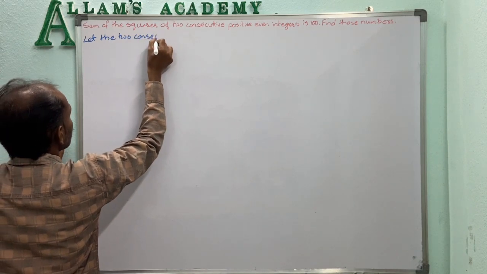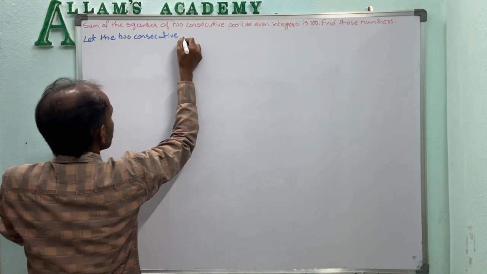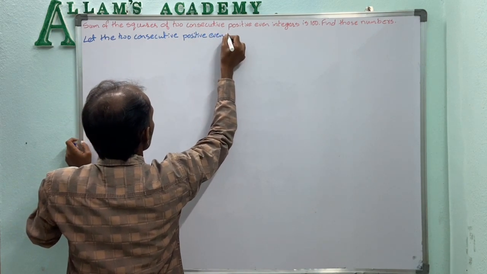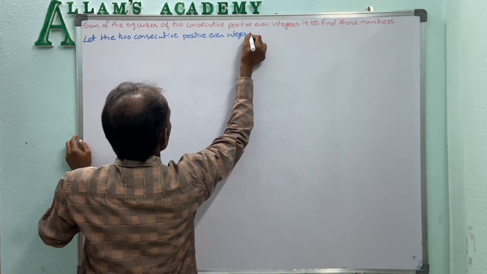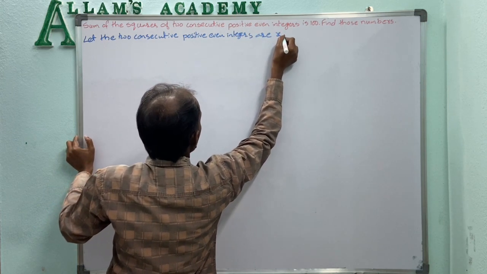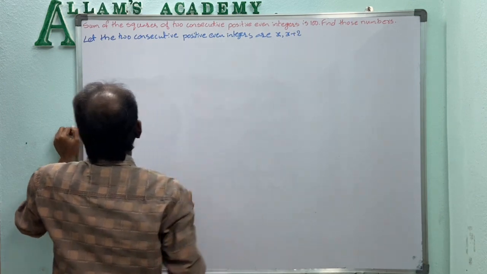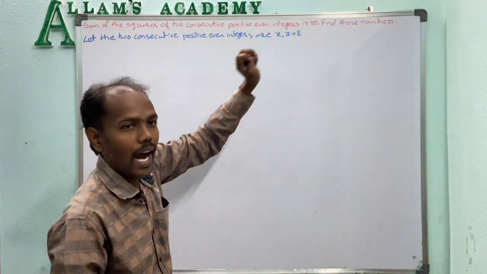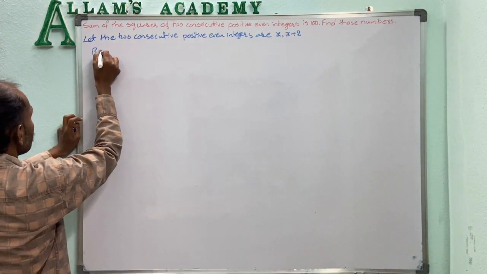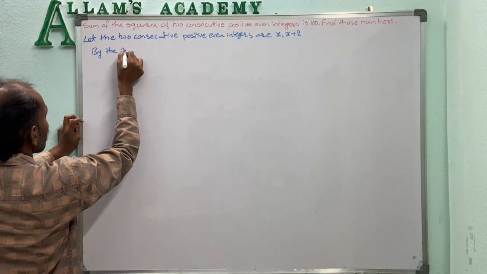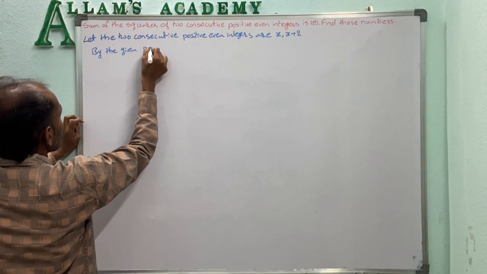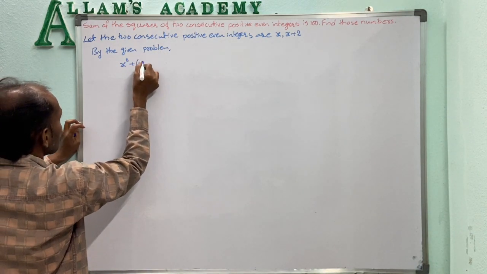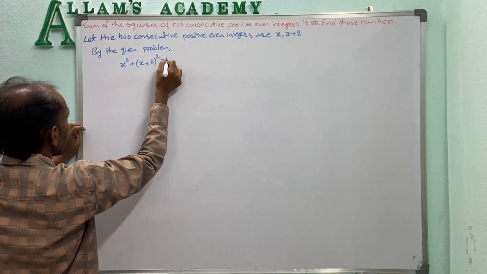consecutive positive even integers be x and x plus 2. Now here, given that the sum of the squares of these two numbers is 100, by the given problem we can write x square plus (x plus 2) whole square is equal to 100.